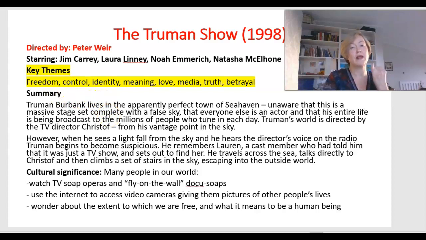All right. And here we have my answer to the key themes. Key themes: freedom. Why do humans need this thing, being free to make choices, to determine what we do with our lives? That's a really important idea. Control. Other people try to control you, maybe for material purposes, for advertising. That's what advertisers do. Identity. So who are we really? Meaning, love, media, truth, betrayal. All of these are relevant to our film.